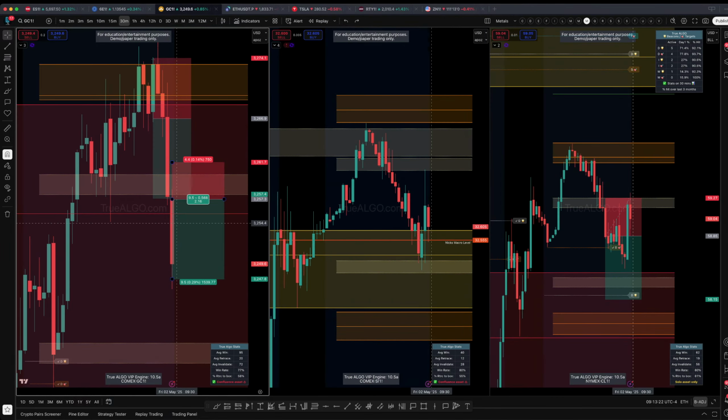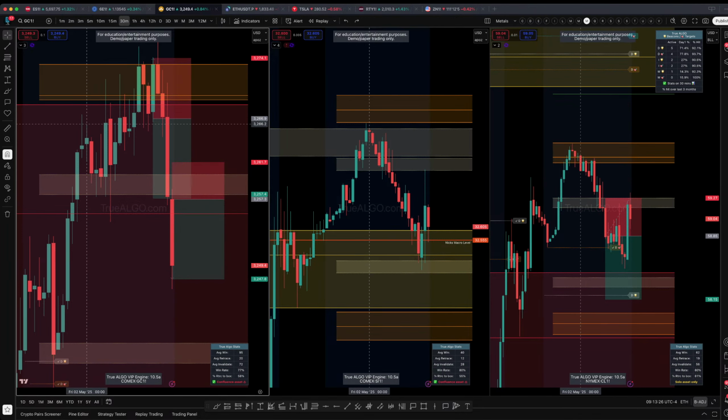Gold is still going to keep hovering around our average take profit. It's just beautiful, man. Oil, big, heavy retracement, and now pushing down.